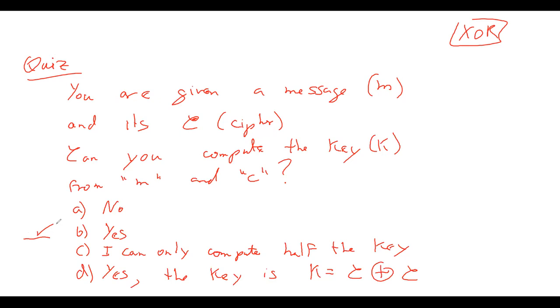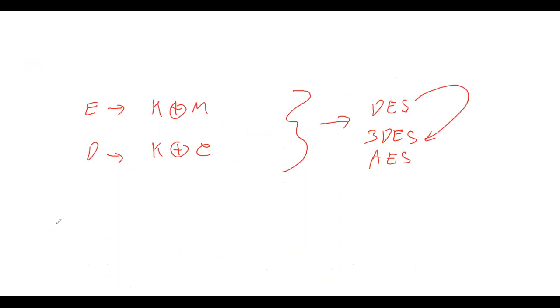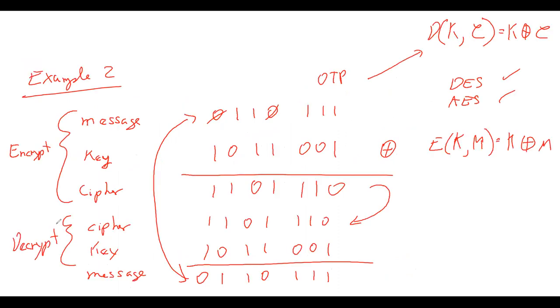All right, let's see. And why do you think that? Because you're given the method of encryption, which is XOR. You have the message and you have the cipher, so you should be able to figure out the key, right? Okay. So let's look at that logic. Who thinks that Karen is correct? I think she's right. So she's saying we have M, we have C, and we have the XOR operation that we know.